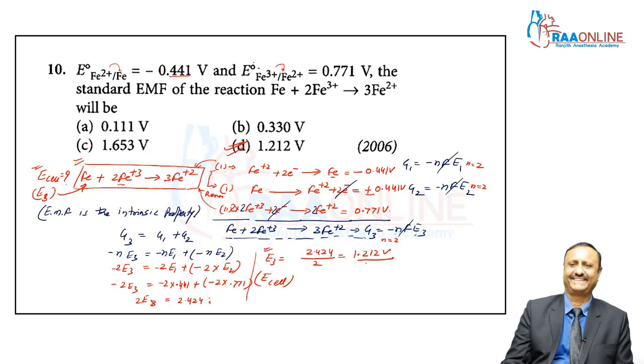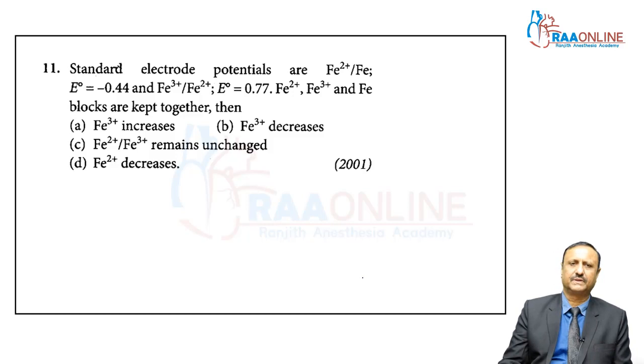So, my dear students, I hope you can understand. First of all, these are converted into free energy. You can calculate the n. Here, my dear students, 2 electrons are taking part. Here 2 electrons are added or evolved. So n is equal to 2, you can put here. And these negative signs are cancelled. So you can cancel this negative sign and you get 2E3 is equal to 2.424. Now, my dear students, we can go to question number 11.